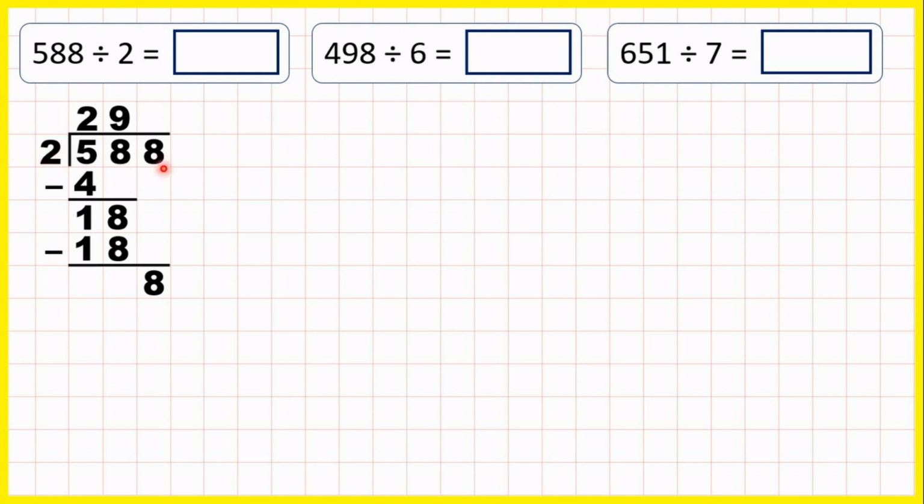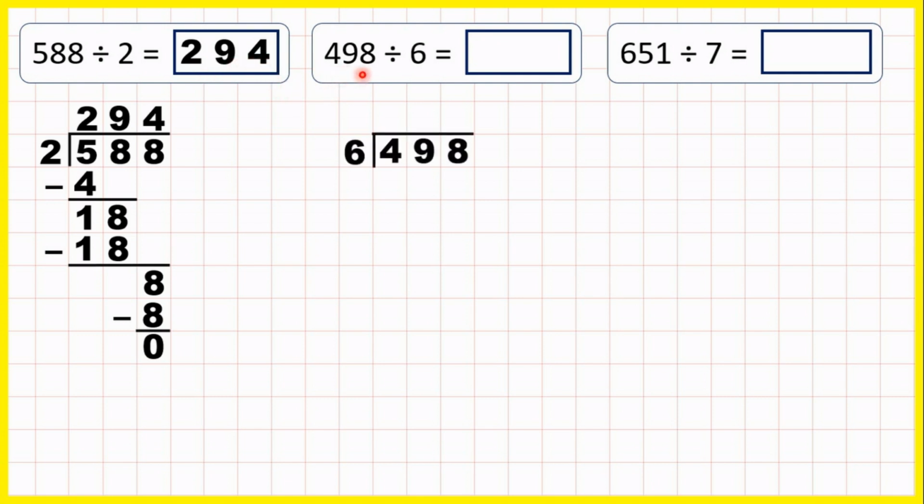Because it's our last digit, we can just write the answer. 8 divided by 2 is 4, because 4 times 2 is 8. But if we want to show that we don't have a remainder, we can subtract 8 and get 0. So 588 divided by 2 is 294.